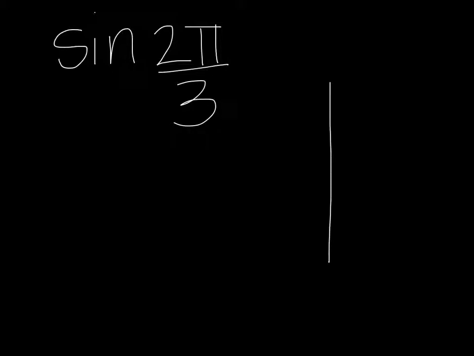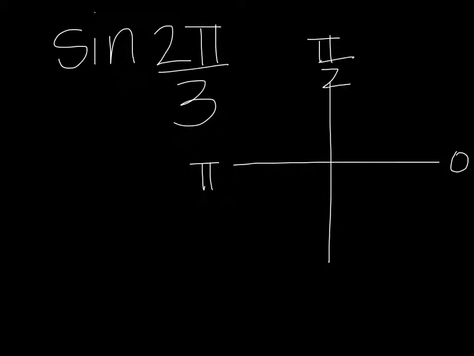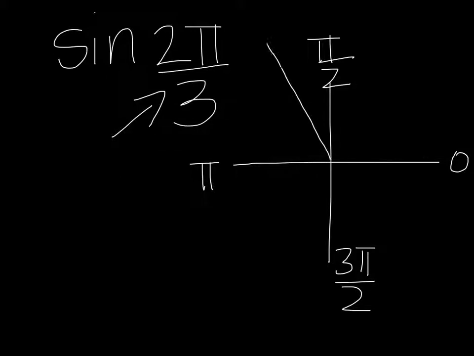So you're going to draw up your 4 quadrants. And we know that this is 0, this is pi, pi on 2, and 3 pi on 2. We know that 2 pi on 3, which is the angle we're working with, is going to be located in the second quadrant. And I'm going to put that in there approximately and label that.